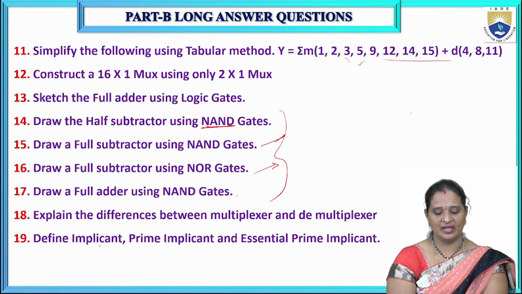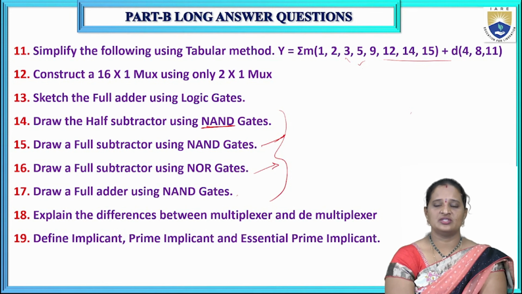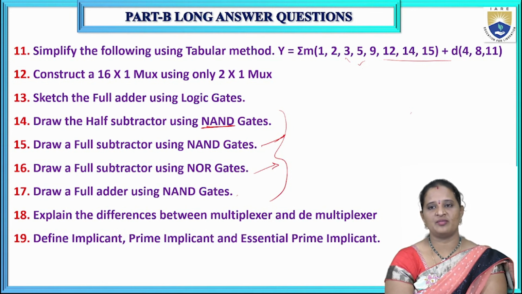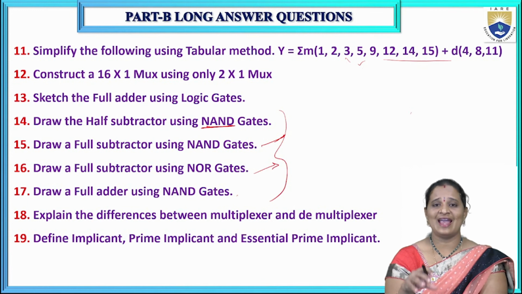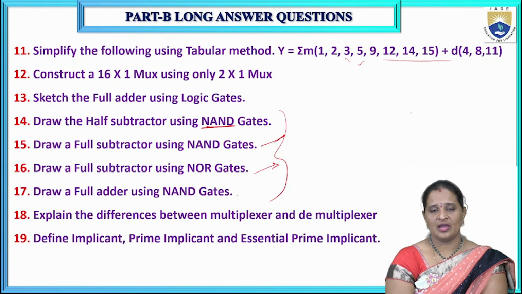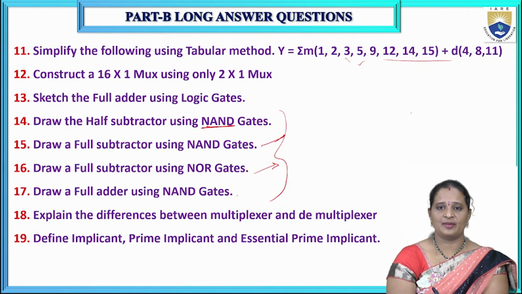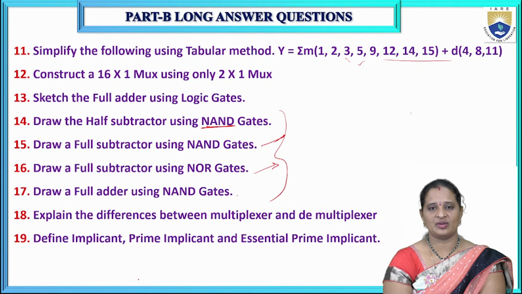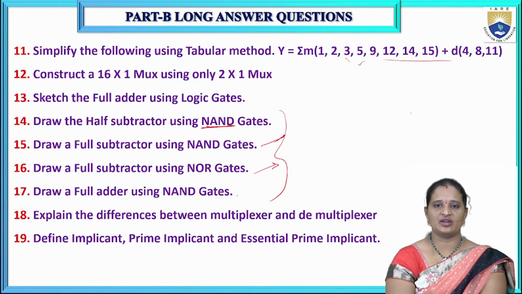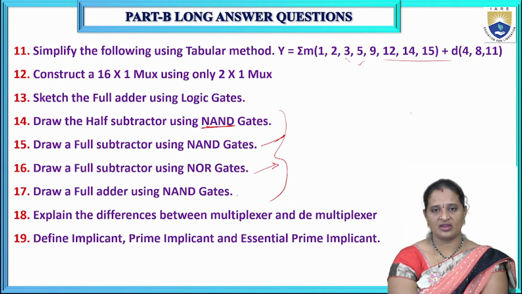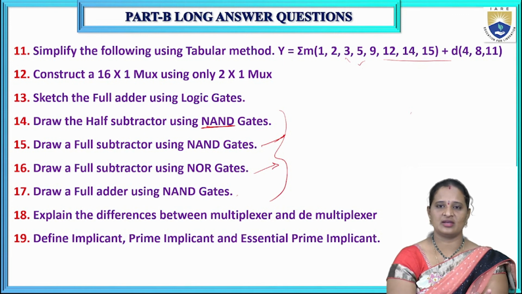Define prime implicant and essential prime implicant. Just define them. If it is asked as a long answer question, just give the definitions of implicant, prime implicant, essential prime implicant, and take one example of a Boolean function, map it with the K-map, and then identify the prime implicants and essential prime implicants from that K-map, so that the answer will be very clear and you will be able to get full marks. So explain with examples so that you will get good marks here.